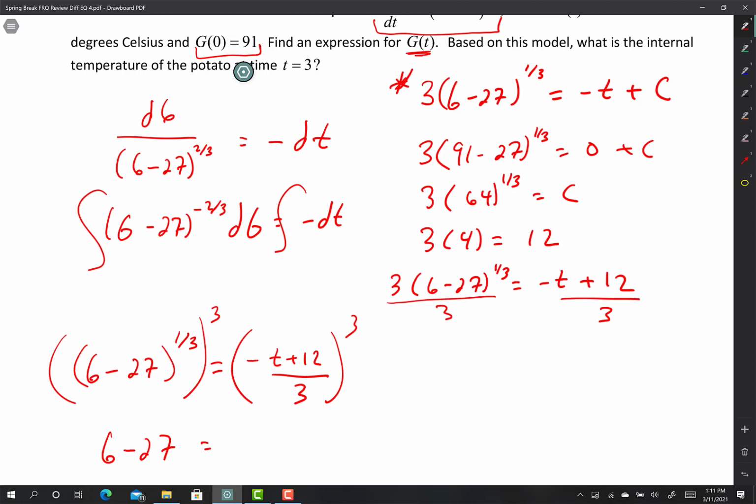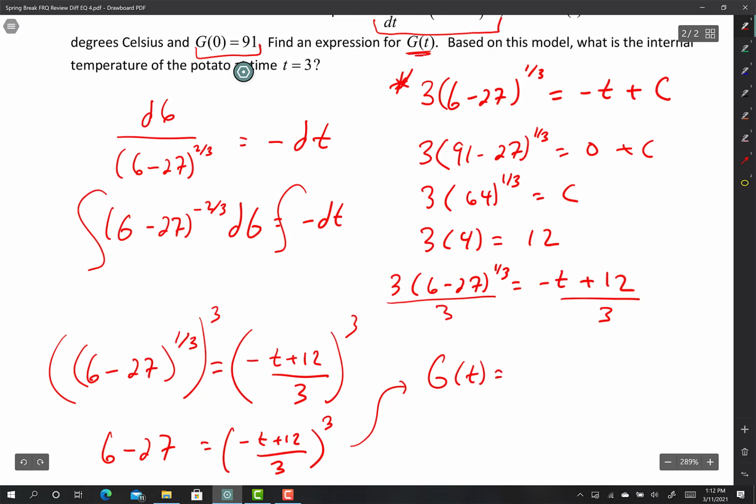And I guess, well, I already started writing it, so too bad. Negative t plus 12 over 3. Of course, you can rewrite this as a single term, negative 1/3 t plus 4 to the 3rd power. Just move the 27 over. So g of t is equal to negative t plus 12 over 3 to the third power plus 27. All right, there it is.